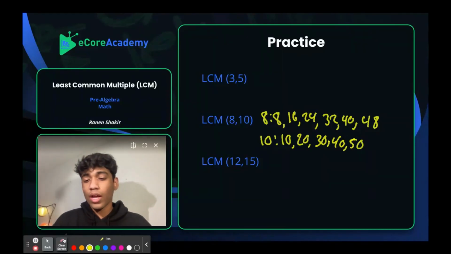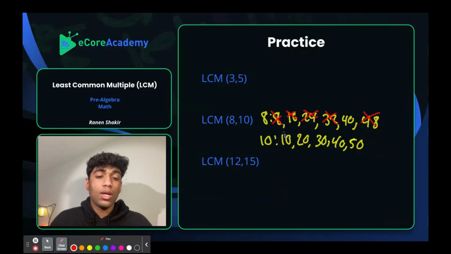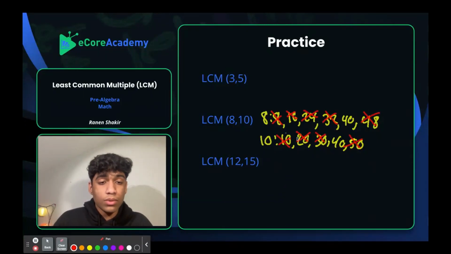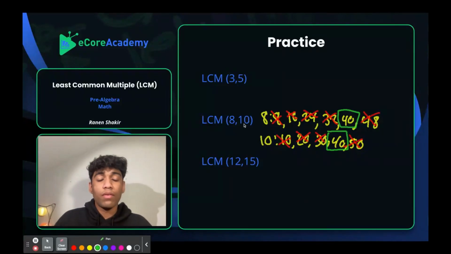All right, so again, right off the bat, if we remember our divisibility rules, we know that 10 cannot go into 8, 16, 24, 32, or 48. We know that 8 cannot go into 10, 20, 30, or 50. The only number that both numbers share is 40. This is the first number that both numbers share, so the least common multiple of 8 and 10 is going to be 40.